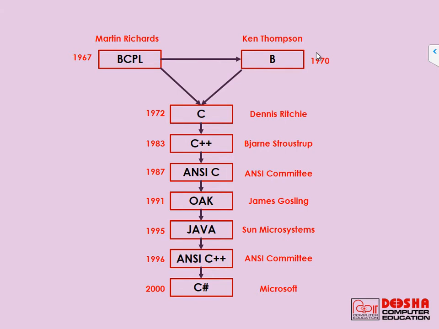Now this is the history of C. Basically the origin of C was the BCPL language, which was developed in 1967 by Martin Richards.